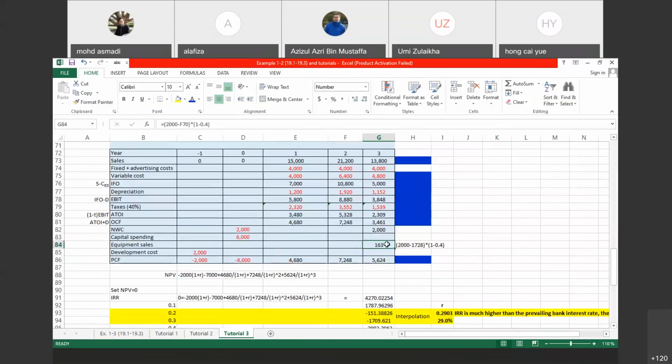But if it is zero, there is no need to put in this 2,000, meaning that this one is zero. Just like example 1, so no need to calculate. There's no value.